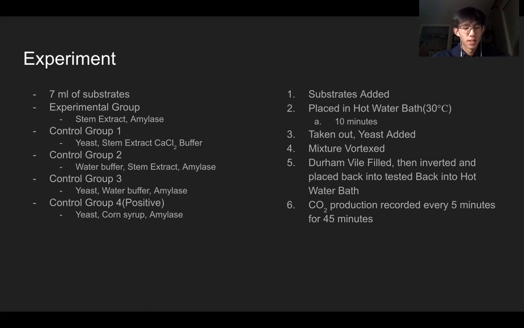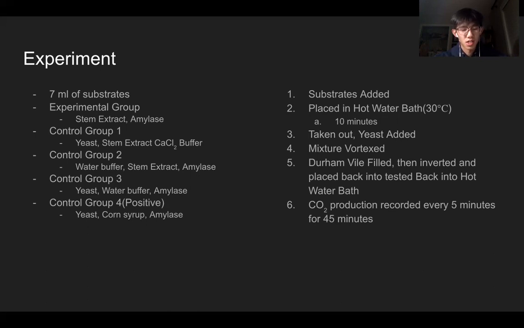Our first control group contained yeast, corn stem extract, and a calcium chloride buffer. It tested the amount of carbon dioxide produced if amylase were not present. Our second control group contained water acting as a buffer, stem extract, and amylase. This control group tested that yeast must be present in order for fermentation to occur. Our third control group contained yeast, water acting as a buffer, and amylase.